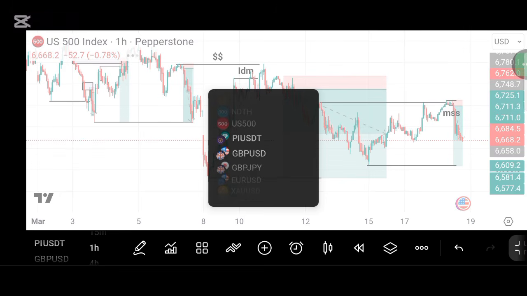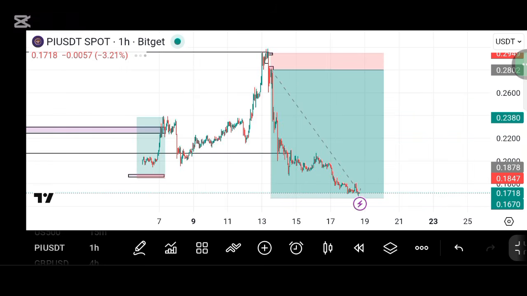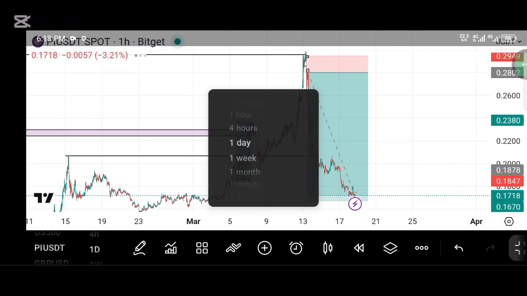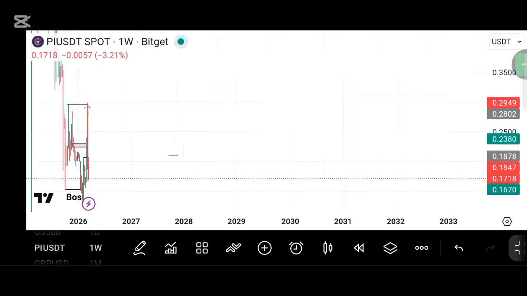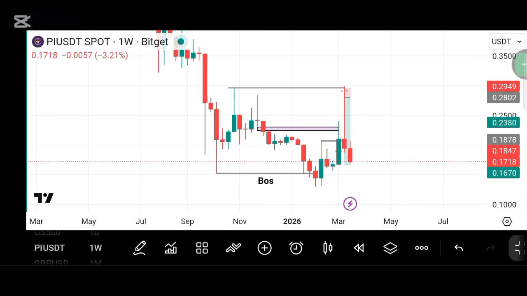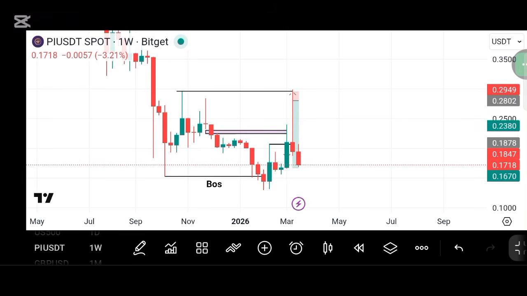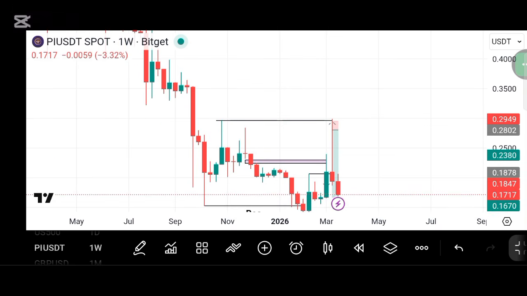I was able to explain the CRT entry model more, using Pi USDT. I also explained how I was able to get it from my confirmation, or my own range, from the weekly time frame. So before I go into this video, I have a playlist about the CRT entry model. The video I made on Pi, explaining the CRT entry model and how I would have taken this trade using the CRT entry concept, will be a very good video to watch before you can understand how I took this trade.